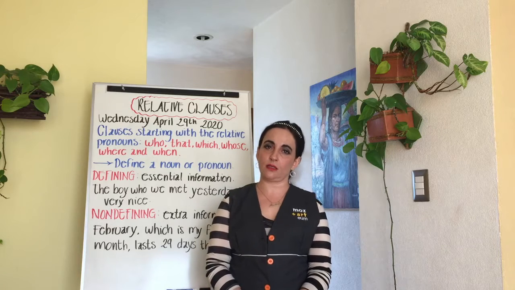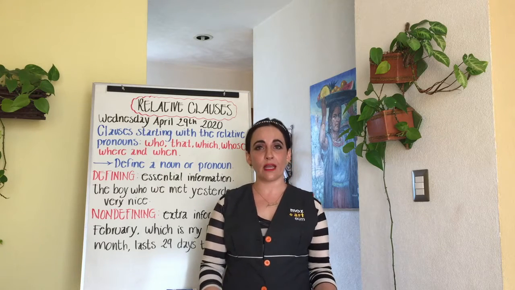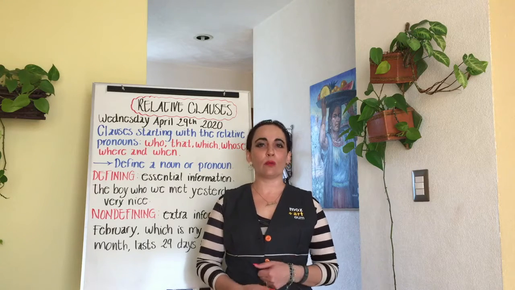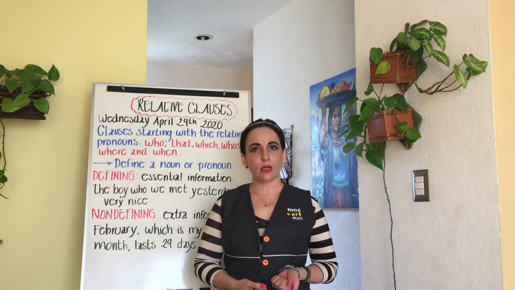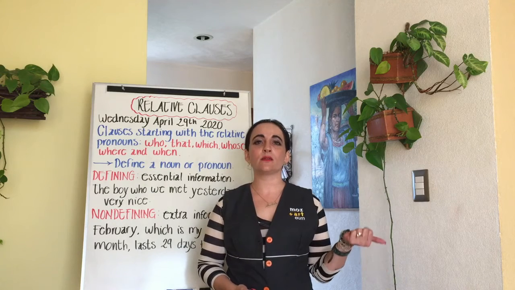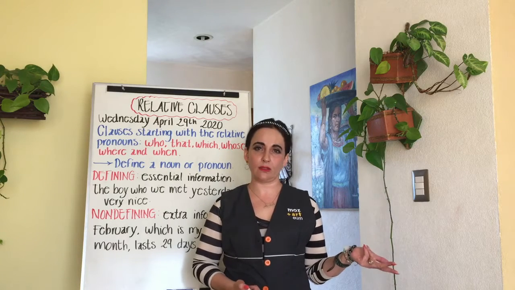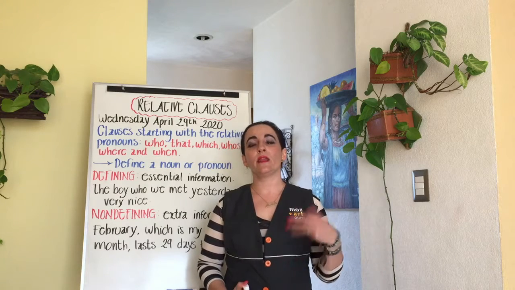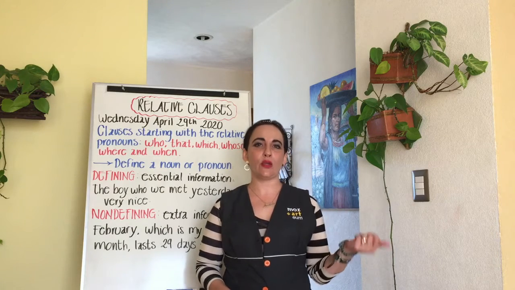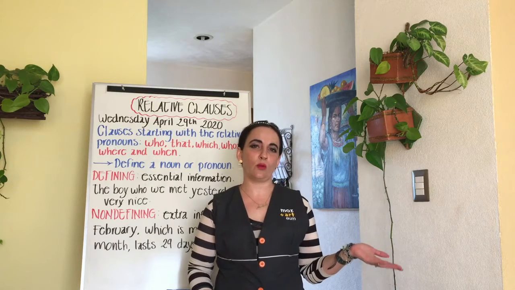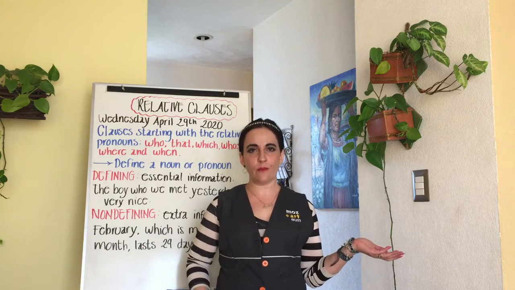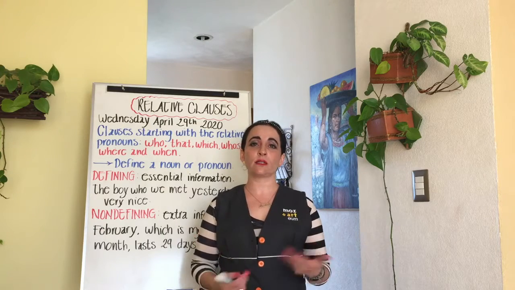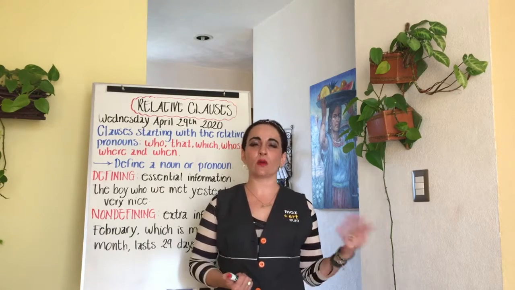Remember, the relative clauses are those that define a noun or a pronoun. Which are the nouns? Remember, everything that we can name, like things, places, persons, and animals, okay? And pronouns are those that substitute the nouns. For example, I, you, he, she, it, we, you, and they. Okay? So these relative clauses modify or define those pronouns or nouns.